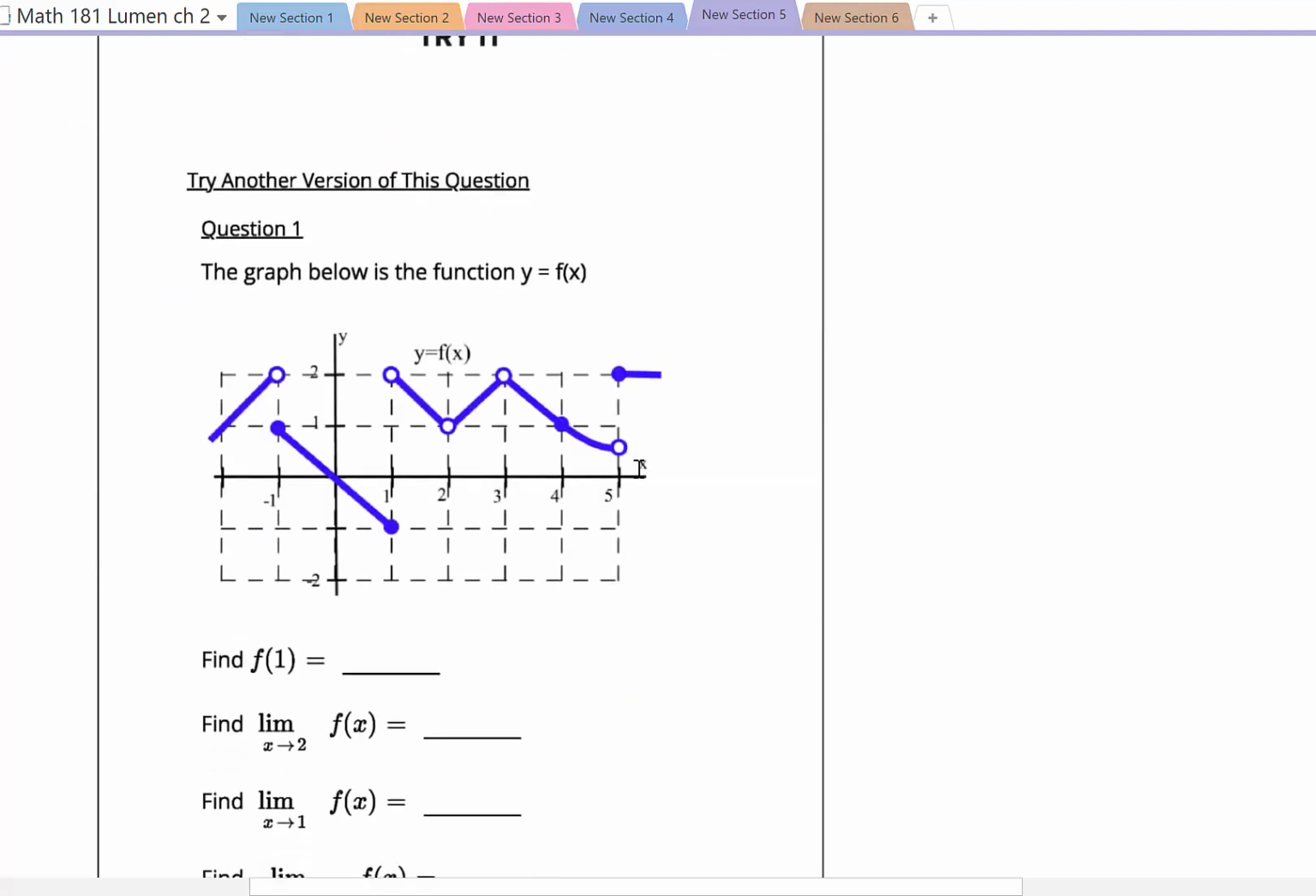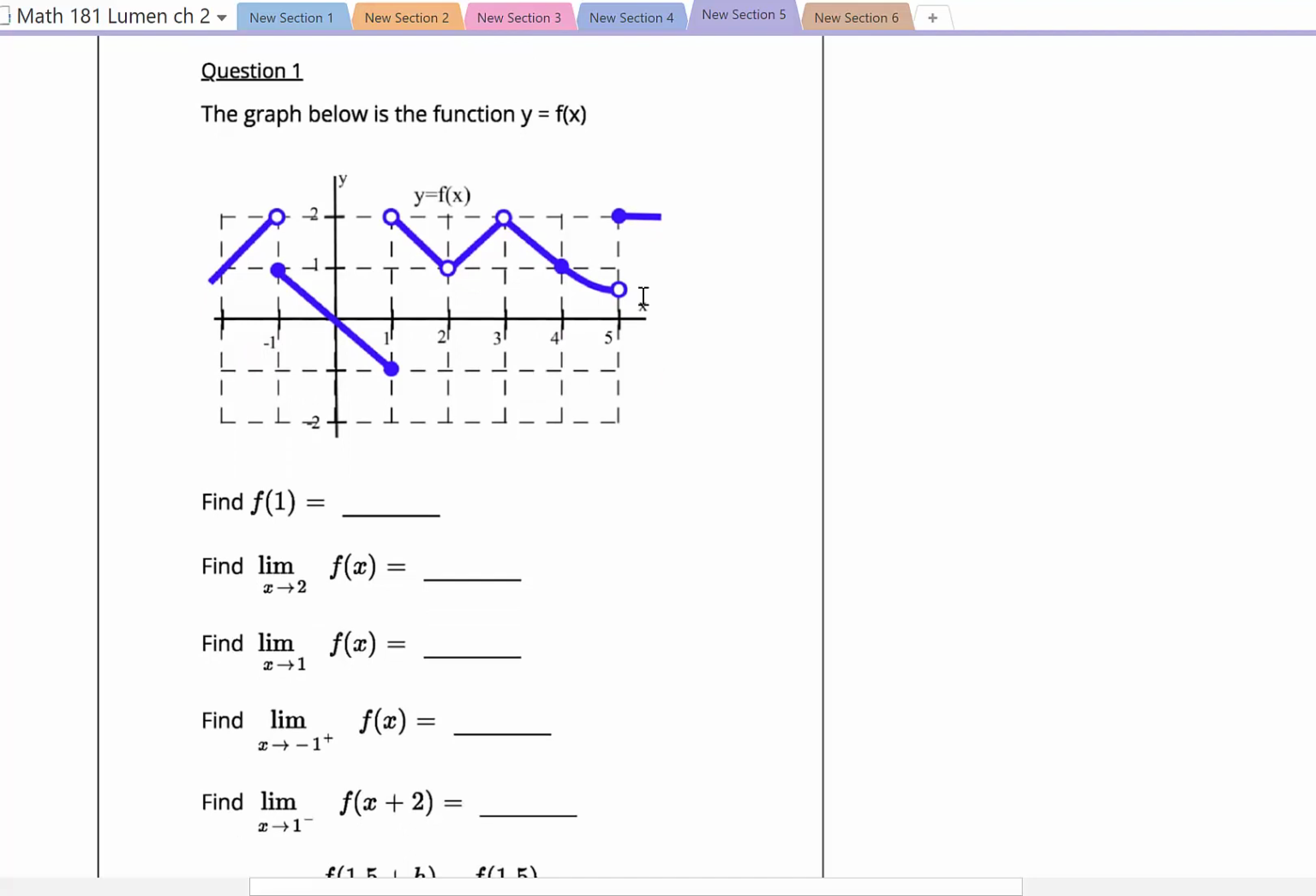Okay, let's look at this problem. The graph below is the function y equals f of x. So we're going to fill in the values. What is f of 1? Well, we look for 1 for the x value, and what is the corresponding y? It wouldn't be the open circle, it's going to be down here. So that looks like -1.